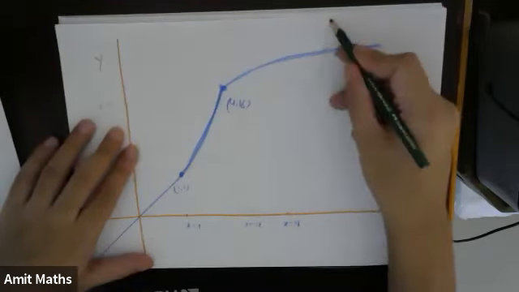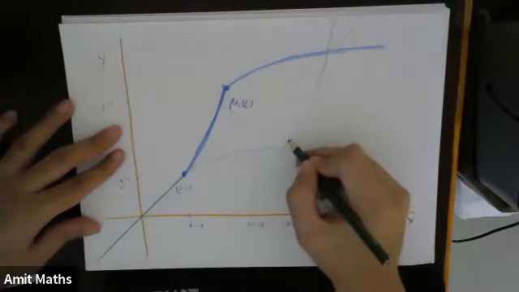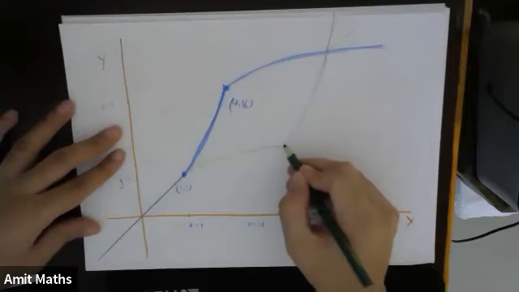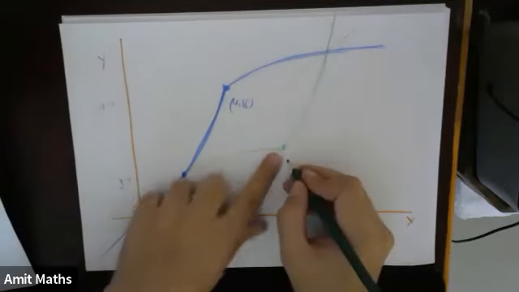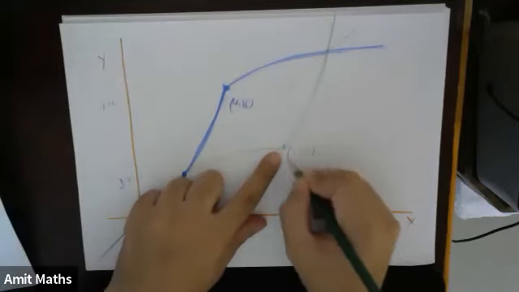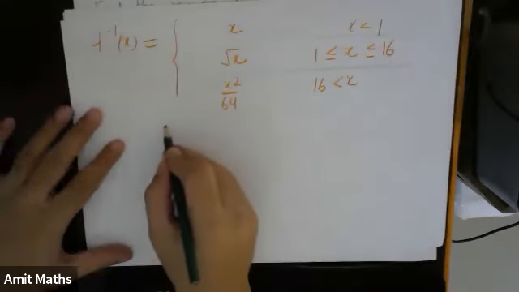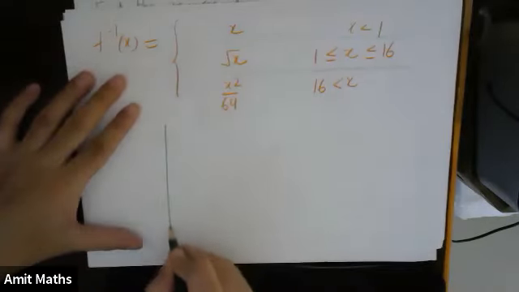Okay, so actually the inverse graph should look like a straight line, then it should bend down, and then it should come up. And what should this point be? This point should be (16, 4) because of the mirror image. Understood? This point is (1, 1) and so on. Okay, so let's see if we'll get something like this or not very quickly. Okay, so let's draw the graph.